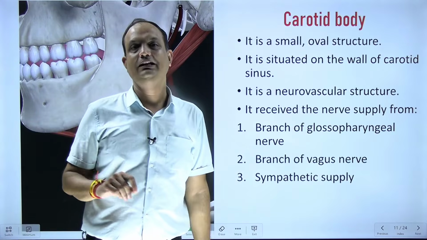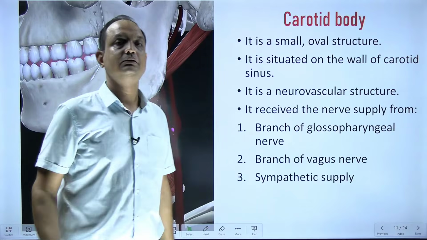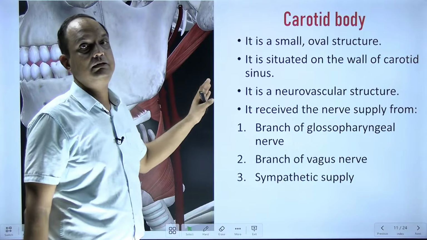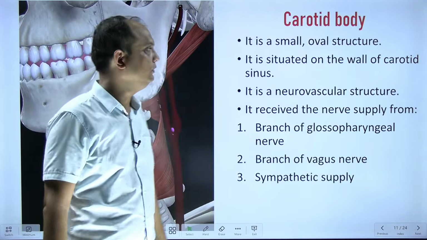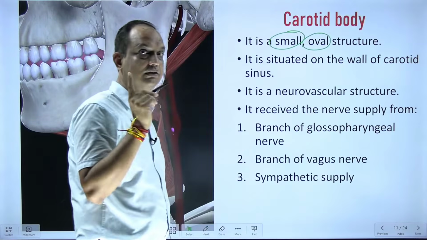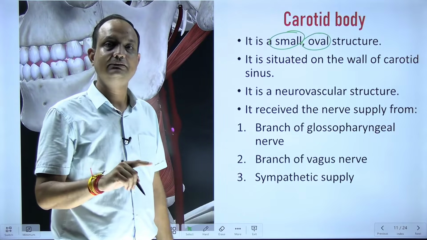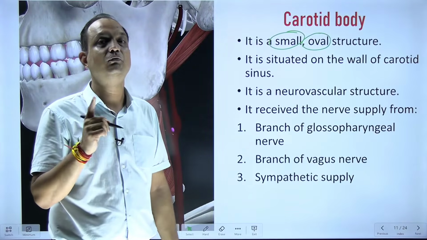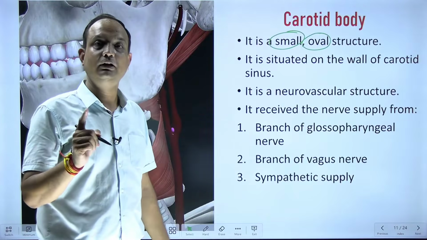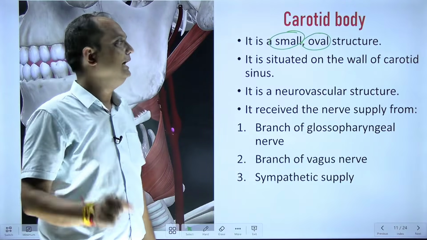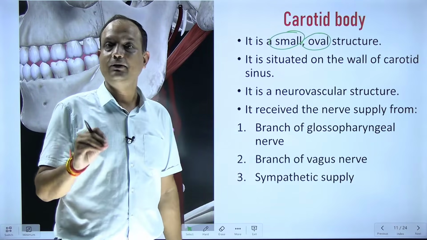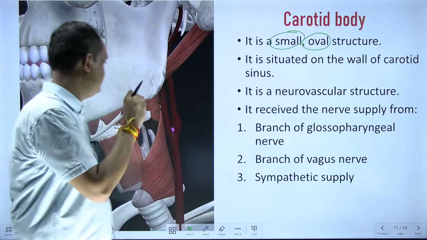Now, carotid body is again a very special feature at the starting point of your internal carotid artery as well as at the termination of common carotid. So, it is a small and oval structure. Now, this is the first difference. What is the carotid sinus? Carotid sinus is a modification in the wall of the artery and it is a fusiform shape. What is carotid body? Carotid body is an oval shaped structure and it is situated on the wall of carotid sinus. Clear? That means it is a feature which is present here.